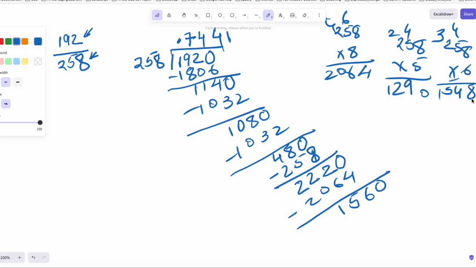You can do the math. 8 times 6 is 48. 8 goes here, 4 goes here. This is 4 times 6 is 24, plus 24 is... 1548 is the right answer. So you do 1548, and the answer is 12.